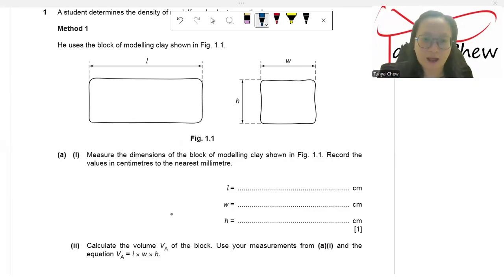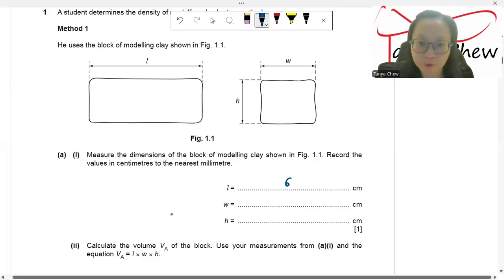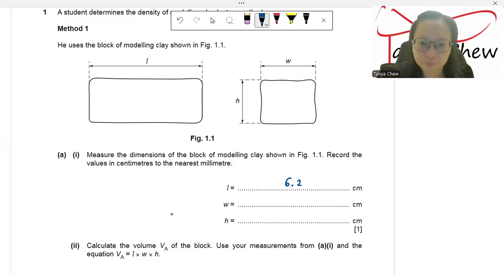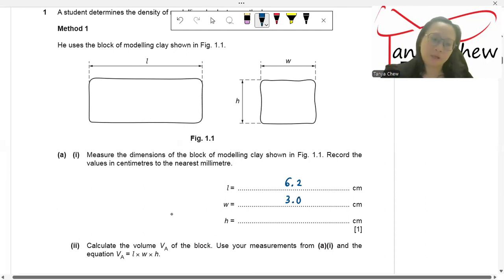So the L that I measured was 6.2 cm. Just place your ruler horizontally. And W, I got 3.0, one decimal point. H, I got 2.4, one decimal point as well.